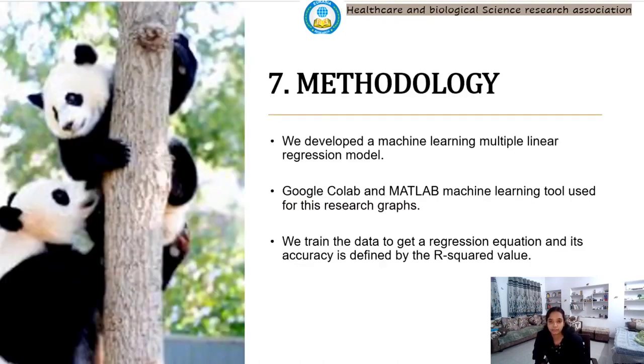Seventh one is methodology. We developed a machine learning multiple linear regression model with actual Xian panda population data from the year 1970 to 2020 and extrapolated to predict population growth till 2050. By this future prediction, we will be aware and prepared for future trouble and be ready to make more efforts to increase the Xian panda population. Like China has tried hard to predict and protect their lovely Xian panda population.